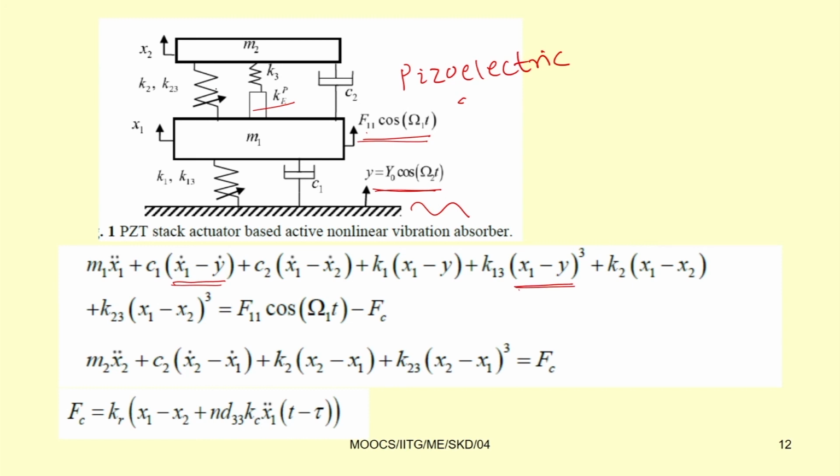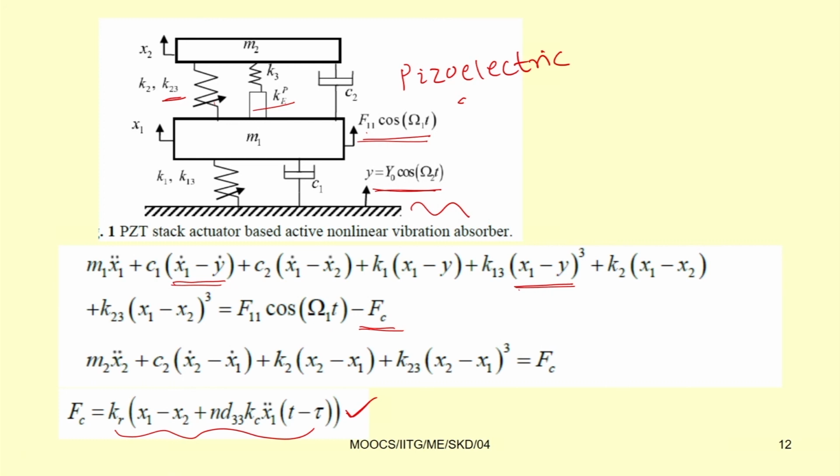Plus k2. You just see k2 is between mass 2 and mass 1. So, the relative displacement is equal to x1 minus x2, so k2 into x1 minus x2. Similarly, for k23, the nonlinear term is written in terms of k23, so k23 into x1 minus x2 cube. This will be equal to the forcing acting here, that is F11 cos omega t minus the forcing due to the stack actuator, that is Fc. The forcing of the stack actuator can be written in this form. Later you will know more regarding the stack actuator when we study the application of this.